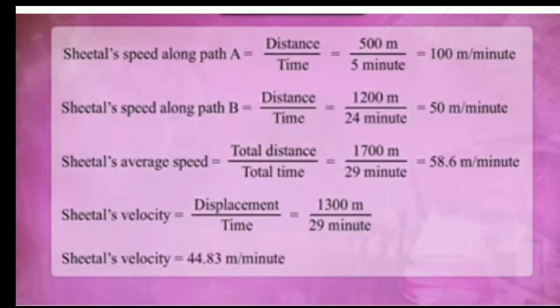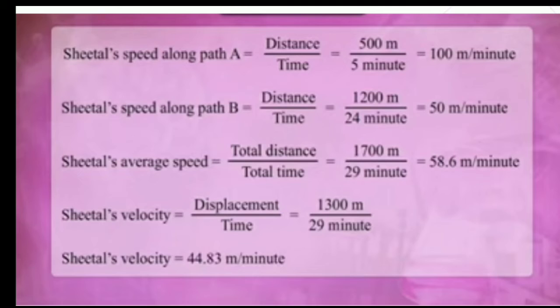Now, let's take the second path. Sheetal's speed along path B. The formula is distance upon time. What is the second path she followed? 1200 meters upon 24 minutes. After calculating, we get 50 meters per minute.